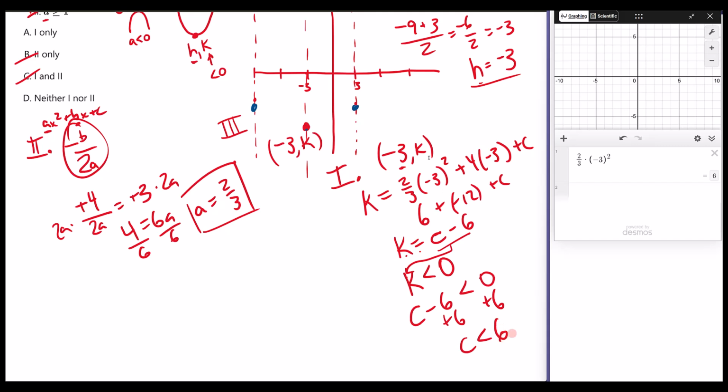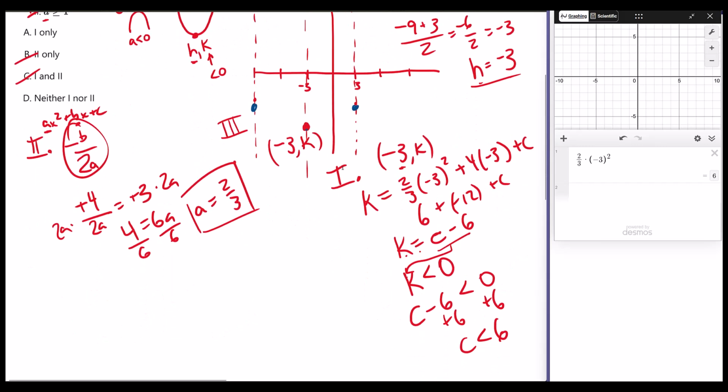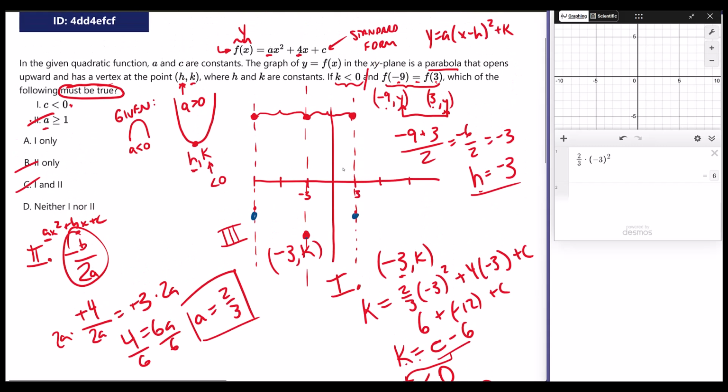So what does that tell us? It tells us that we don't know that Roman numeral 1 has to be true. C just has to be less than 6. It doesn't necessarily have to be less than 0. C could be 5. It could be 0. It could be negative 1. We don't know that C has to be less than 0. We only know that C has to be less than 6, which means we know that Roman numeral 1 does not have to be true, and we are done.